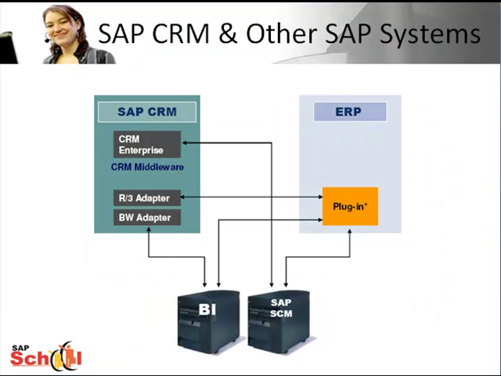So, looking at it in another way, the diagram shows roughly how SAP CRM communicates with the ERP system, the backend. So CRM has something called the CRM middleware, which helps it communicate with the backend ERP system using something called BDocs, which are business documents, and we will be going into a little more detail on what BDocs are in a little while. On the ERP side, corresponding to the R3 adapter, there is a plugin that needs to be installed so that ERP can communicate with CRM. And for communicating with BI, which is Business Intelligence, or BW, Business Warehouse, there is another adapter within the CRM system.